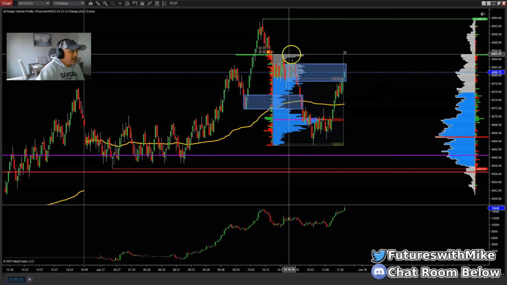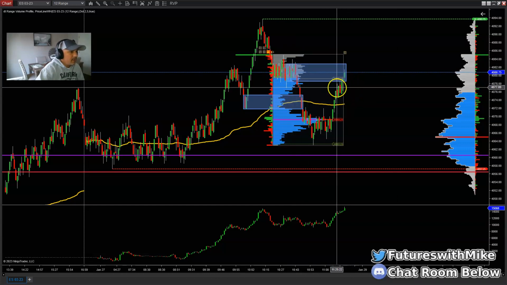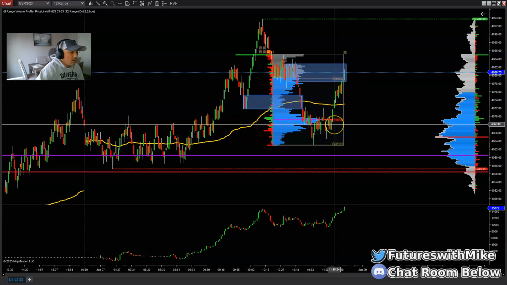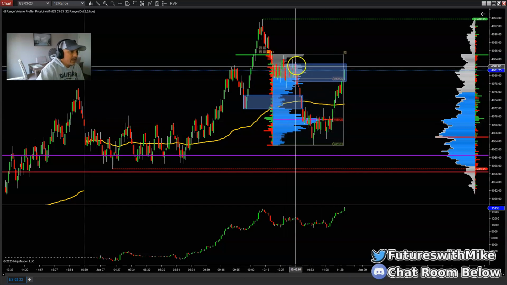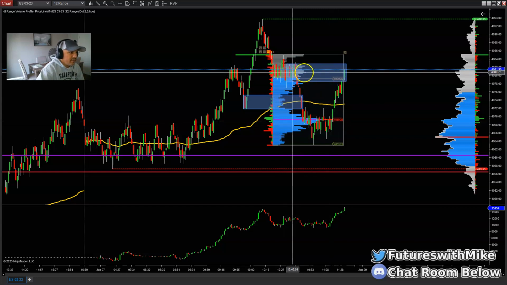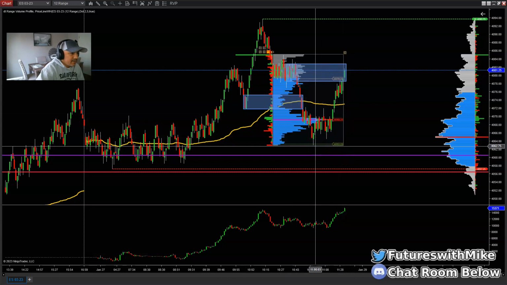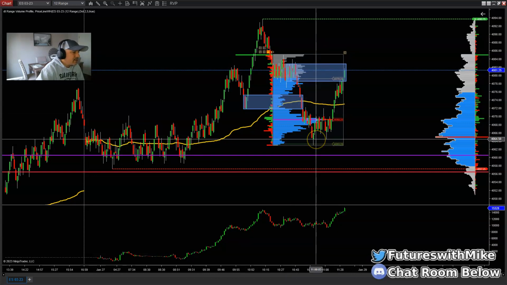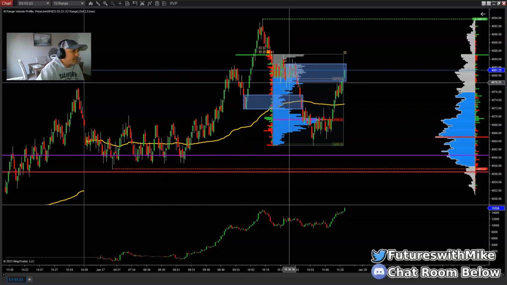If it breaks this area of structure right here, then I'll be looking for a pullback to maybe around this area here or lower. That's if it breaks this area of structure right here. Now, if we get rejection on this area here, I'm looking to go short and take it back down and break this low right here. But we'll see. Market is bullish, so it's probably trying to run to the upside here, to be honest with you.